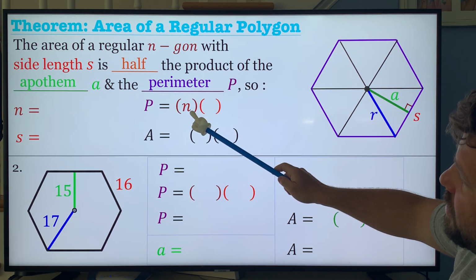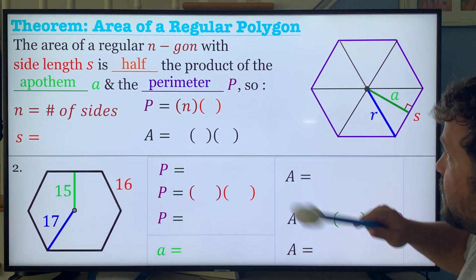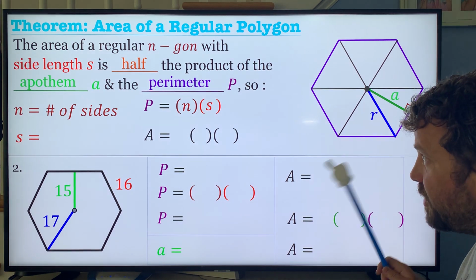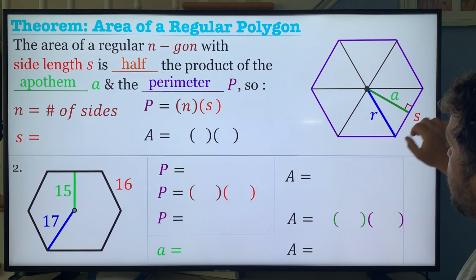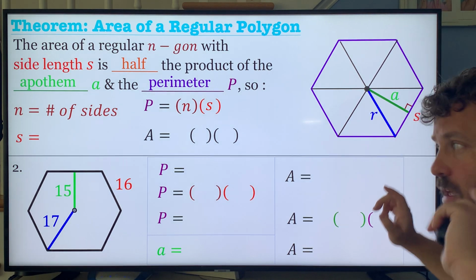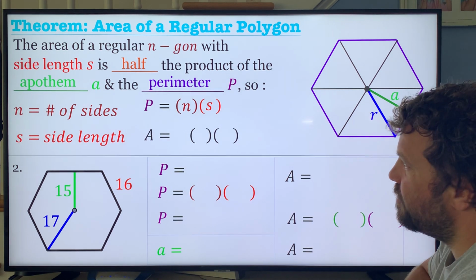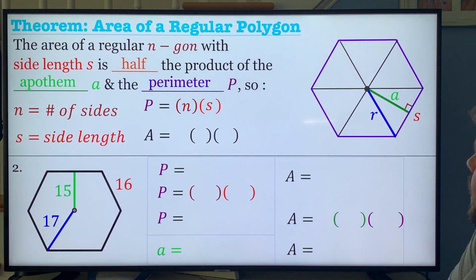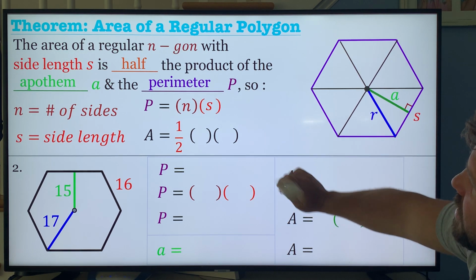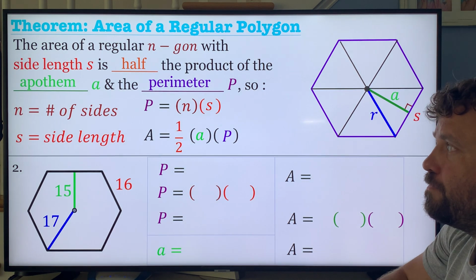So, P equals N. What's N? Number of sides. Times what? S. And what do you think S is? So the distance around equals the number of sides times S, which is the side length. Okay, so you multiply the number of sides times the side length. Now the area is half the product of the apothem and the perimeter, 1/2 AP. And that's it.